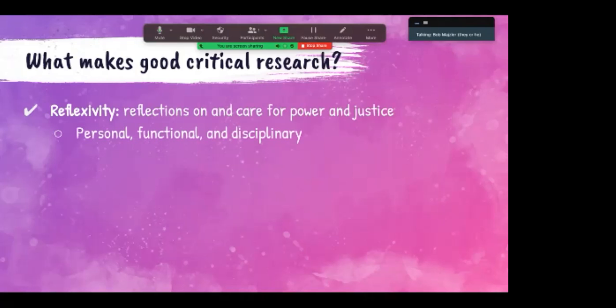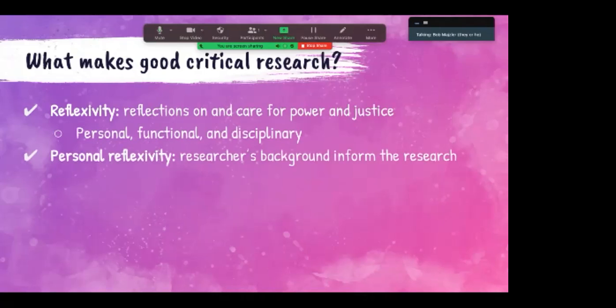And so this isn't in the reading, but I find this useful, that reflexivity can be thought of at three different levels. The personal level is at the researcher. This is in terms of research. The researcher's background informs the research. So who the researcher is is really important to critical research. What is their background? What are their goals? And what is their access to power? So we have to look at the researcher.